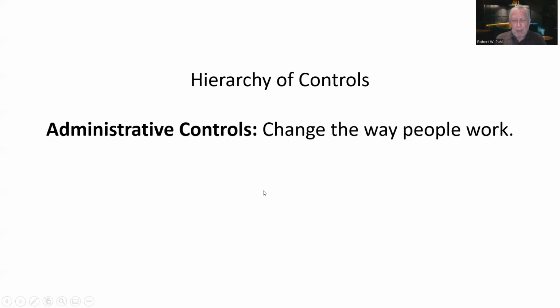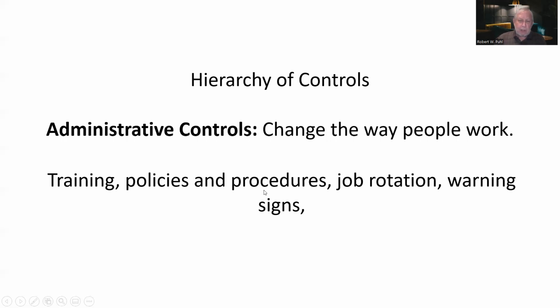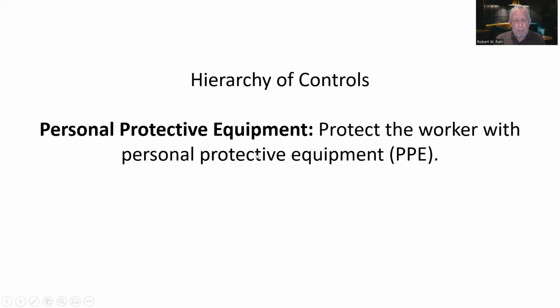Administrative controls change the way people work. Training, policies and procedures, job rotation, warning signs, that type of thing. What's the problem with that? Well, you got to train them. You have to write a policy, you have to write procedures, that type of thing. So there's a lot that goes into this, and it has to be communicated to the people, and they have to use it. But you have to have them. Just about the whole OSHA regulations are administrative controls. So you have to have them, and they must be thought out and done and be clear and concise, and people must be trained in them, and they must follow them.